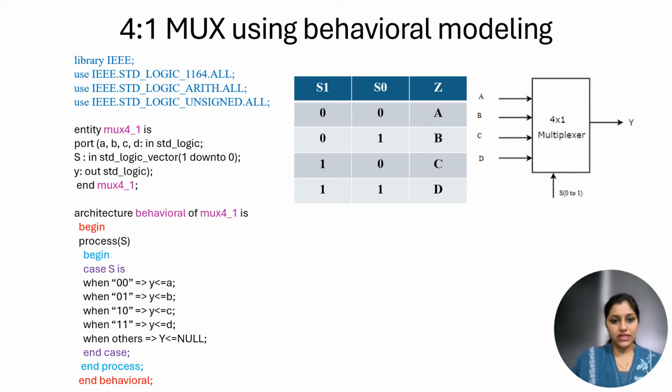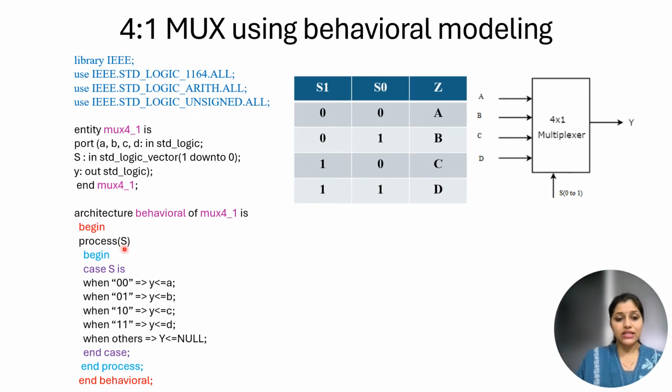So here you can see the same 4:1 multiplexer is explained using behavioral modeling style. Library files are the same. Entity is also the same as data flow modeling. The next part is architecture, which is different here. So architecture name behavioral. I'm writing this architecture for this entity. Entity's name, begin. In case of behavioral modeling, this is a sequential modeling style, so it is mandatory to use a process statement because inside a process execution is sequential.